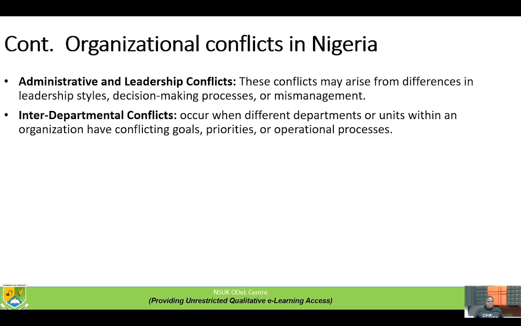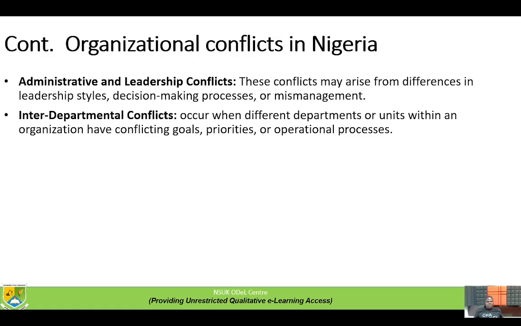Some departments may be given more treatment than others, maybe in terms of budget implementation or approval and so many things, maybe even promotions. So these are priorities that some organizations have, and when they are not properly handled, they cause conflicts.